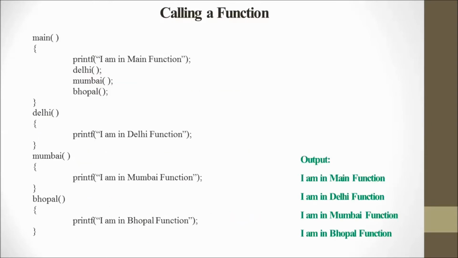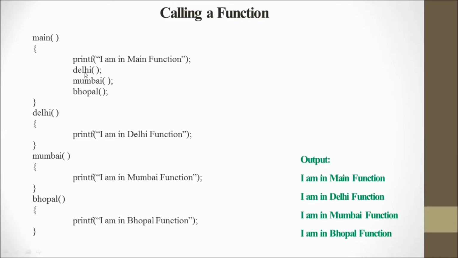Calling a function. Okay, so one more example of how to call a function. Here the program starts from the main function, and the control goes to the first print line, printf I am in main function. So we see in the output the first statement will execute: I am in main function. Then the control passes to the Delhi function. Here we declare three functions: Delhi function, Mumbai function, and Bhopal function.